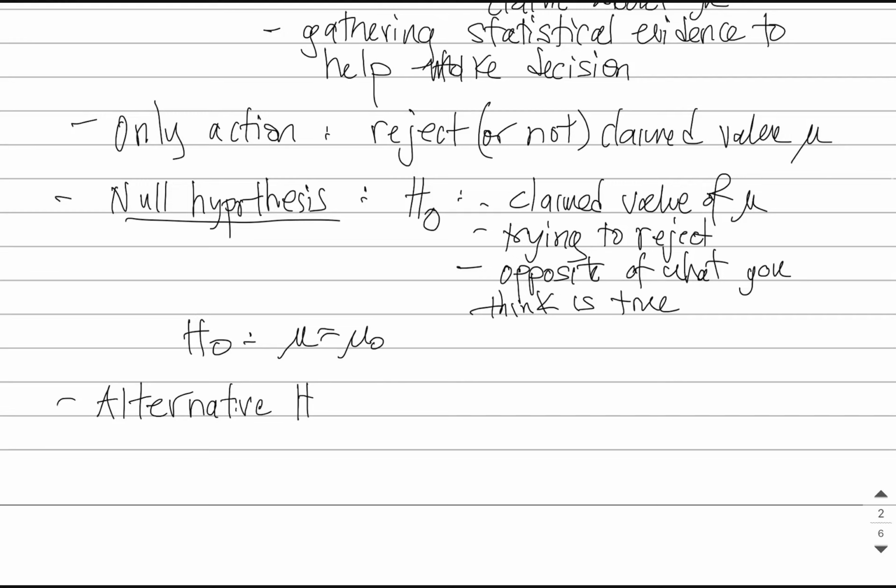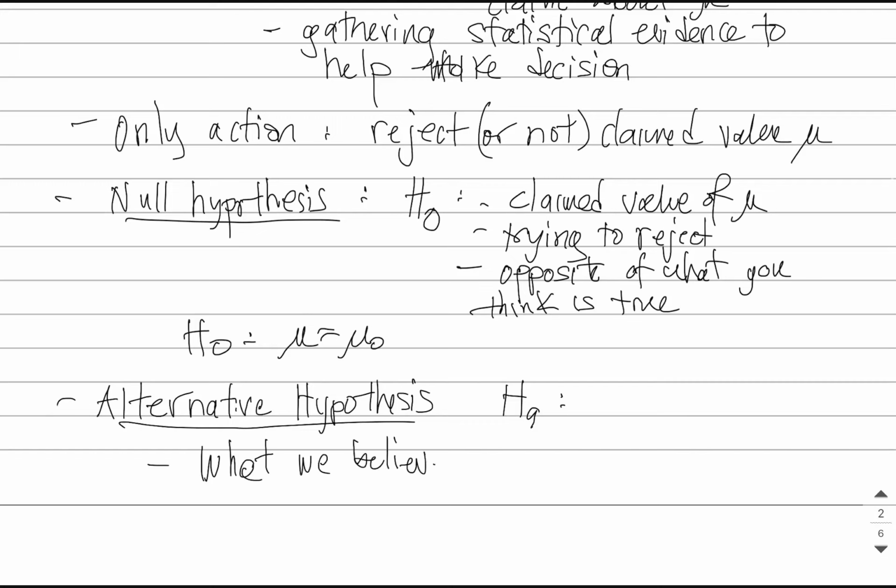Now, the alternative hypothesis we are going to state as H_A is what we believe is true about the population average.